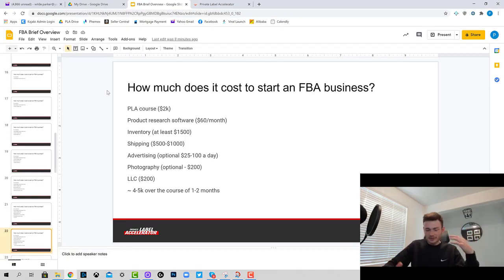So that's approximately $4,000 to $5,000 over the course of 1 to 2 months. You don't pay that all in one day, right? It's spread out over a 1 to 2 month period.